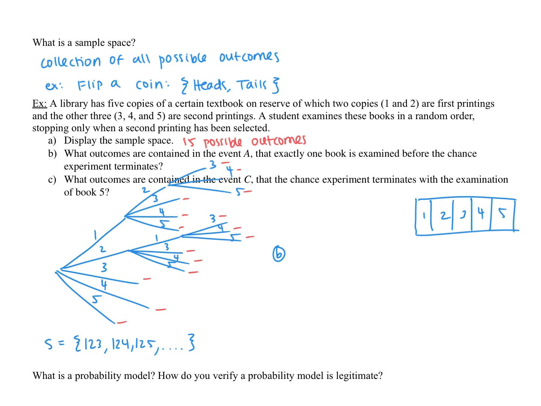Okay, we are going to use this tree now in parts B and C. So B, what outcomes are contained in the event A, that exactly one book is examined before the experiment terminates? Okay, so all we're doing is looking at all these red outcomes, and we're finding the ones where exactly one book is examined. That only happens here, here, here. So if the student happens to pick book 4 off the shelf first, they're done. Book 3, they're done. So the only outcomes then are if they choose 3, 4, or 5.